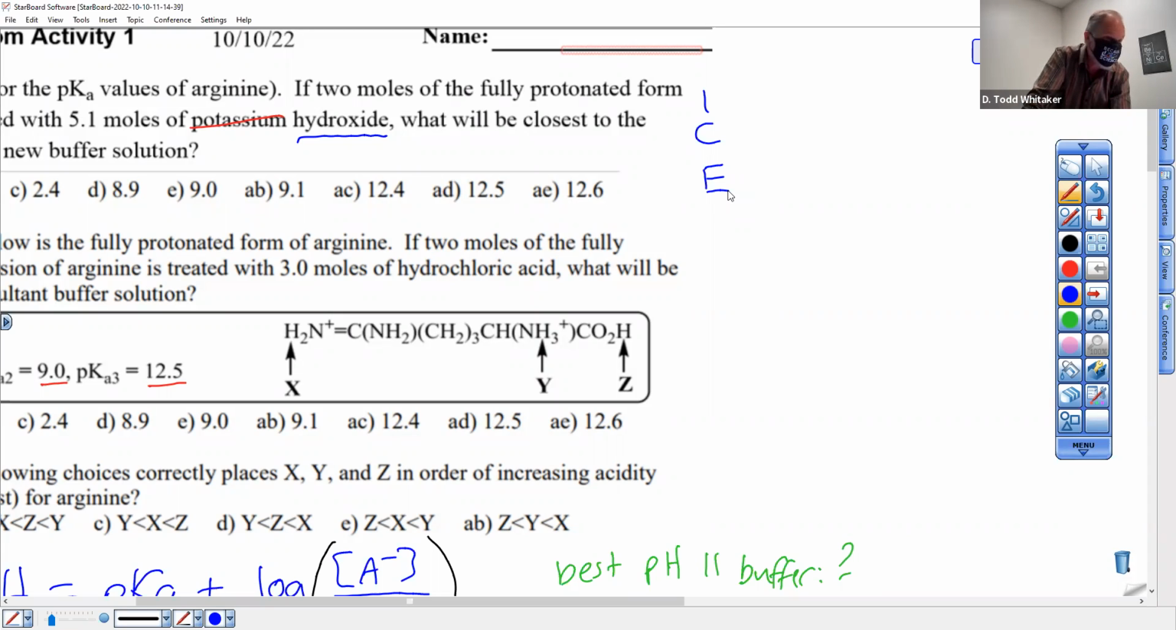Okay, these are weak acids and weak bases. We assume they kind of stay the way they are. They're weak. They don't react very much. So your base is hydroxide. How many moles of hydroxide did you start with initially? No, moles of hydroxide. 5.1.